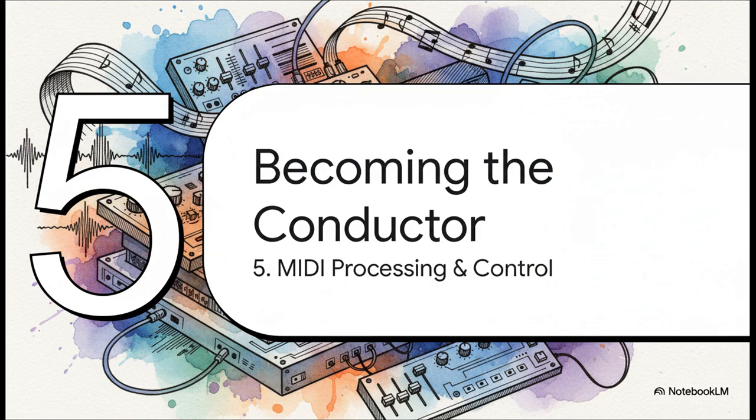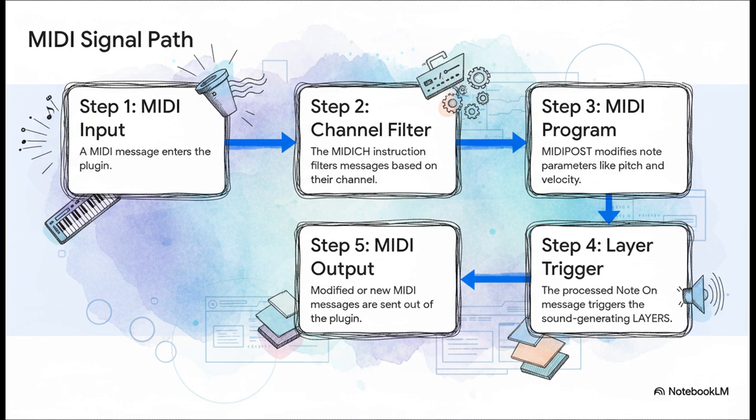So we've built the sound, we've mixed it, now let's talk about control. This is where Crescendo really shines, giving you this incredible fine-grained power to conduct the whole performance and manipulate MIDI data with surgical precision. Just look at this signal path. A note comes into the plugin, and before it even thinks about making a sound, it hits something called the MIDI post program. This is a powerful little block of code where you can completely rewrite that note on the fly. You can change its pitch, you can randomize its velocity, you can even delay its timing.